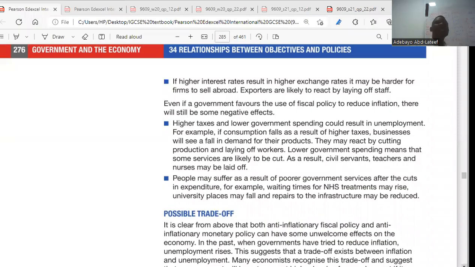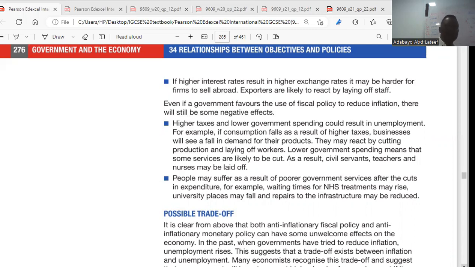So they said, even if a government favors the use of fiscal policy to reduce inflation, there will still be some negative effects. So now government is thinking about fiscal policy, which means the use of taxation or subsidy. We talked about the use of taxation and subsidy to correct inflation.